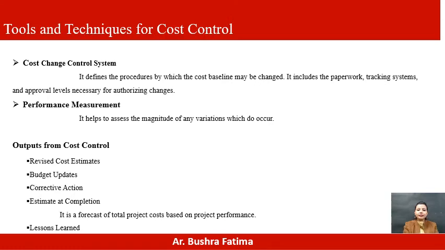Now the tools and techniques of cost control and outputs from cost control. The cost change control system defines the procedure by which the cost baseline may be changed. It includes paperwork, tracking system, and approval levels necessary for authorizing changes. And performance measurement helps to assess the magnitude of any variations which do occur. And the outputs from cost control are revised cost estimates, budget updates, corrective actions, estimate at completion, and lessons learned.